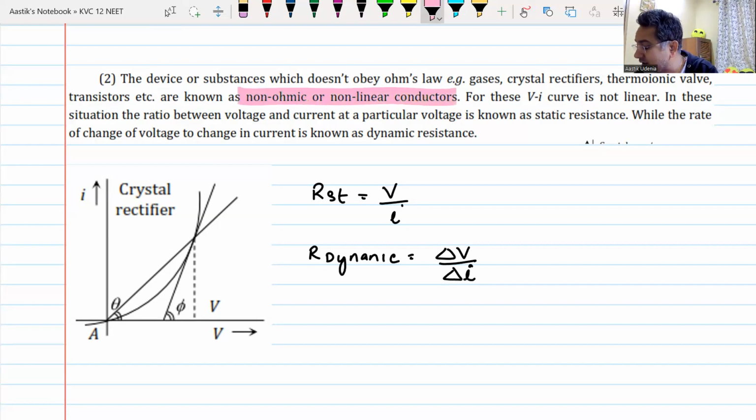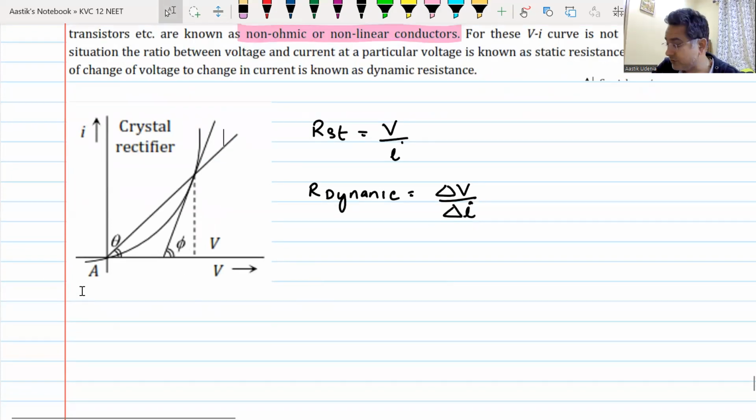You may not have to draw the diagram, but there are conductors who do not obey Ohm's law. What I am going to do now is tell you those graphs. They may ask you these graphs. So I will show you all these four graphs. You may not have to draw all of them, but you will have to understand that these are the bodies who do not follow Ohm's law. There are these four bodies, and I will show you their graphs.